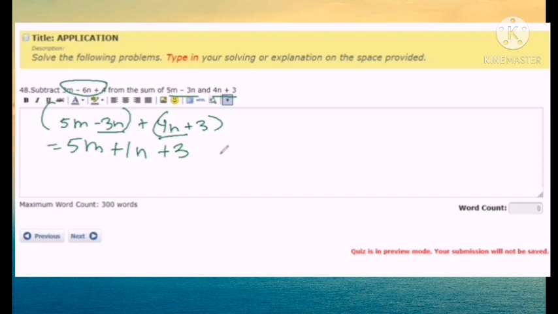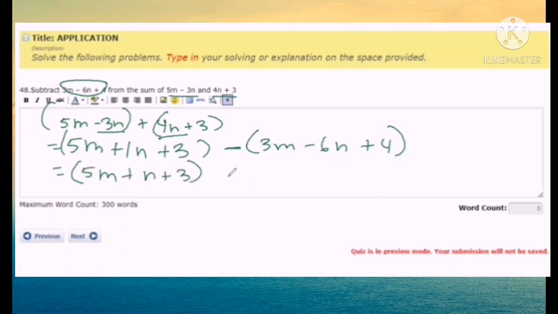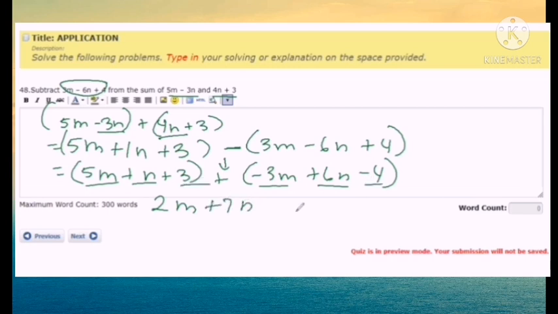And from the answer, I'm going to subtract the expression 3m minus 6n plus 4. Since it is subtraction, we keep, change, and change. So 5m plus n plus 3, then plus negative 3m plus 6n minus 4. Then 5m and negative 3m is 2m, 1n plus 6n is 7n, 3 plus negative 4 is negative 1. So this is the final answer.